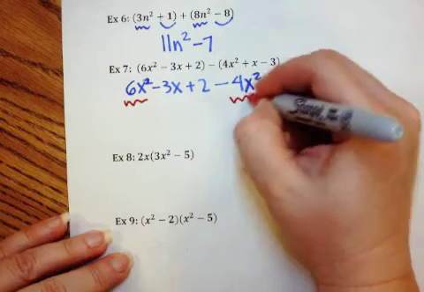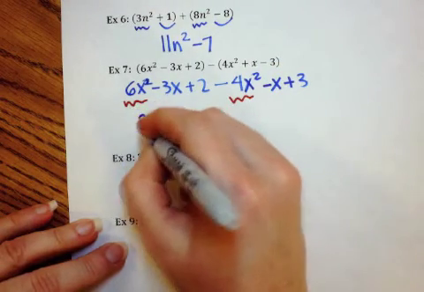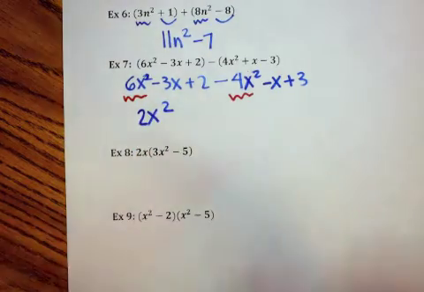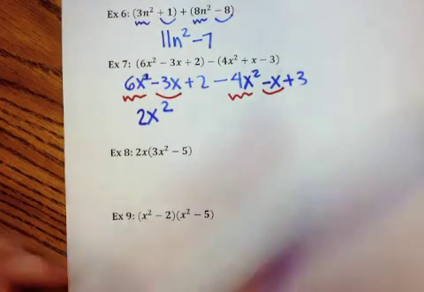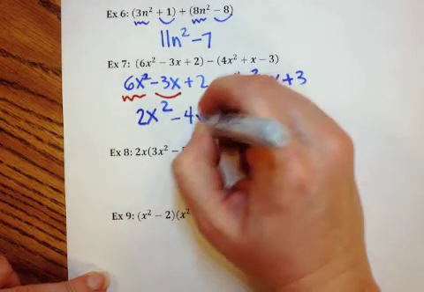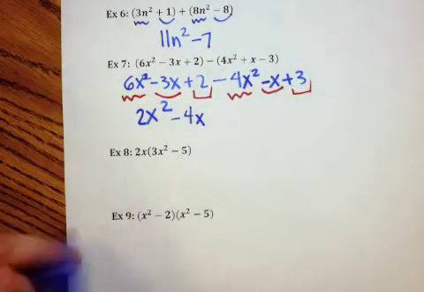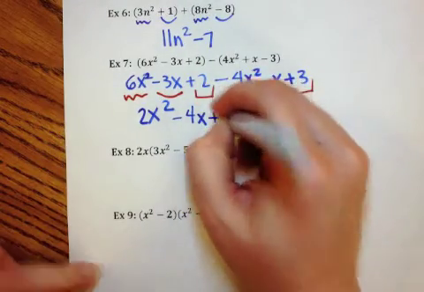6x squared minus 4x squared gives me 2x squared. Minus 3x minus 1x gives me minus 4x. Plus 2 plus 3 gives me plus 5.